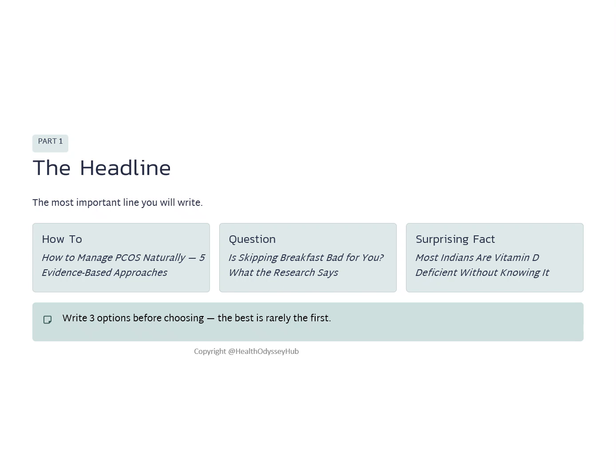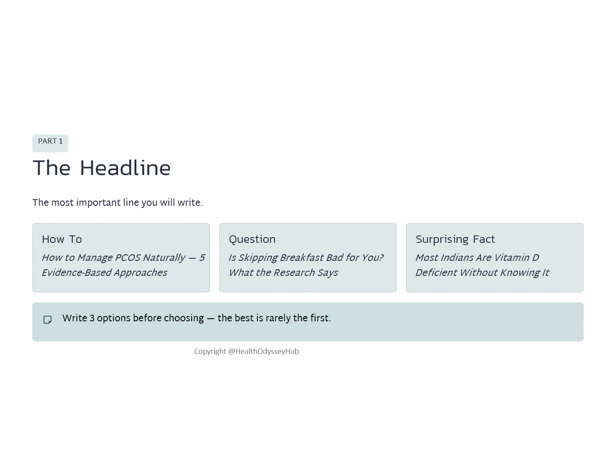We'll start with part 1, that is the headline. The headline is the most important line in your entire article, not because it is the longest or the most detailed one, but because it is the only thing your reader sees before deciding whether to read anything else. A good headline does 3 things. It tells the reader what the article is all about. It gives them a reason to care, and it is specific enough that they know this article is relevant to them.